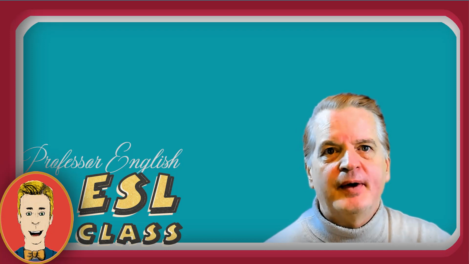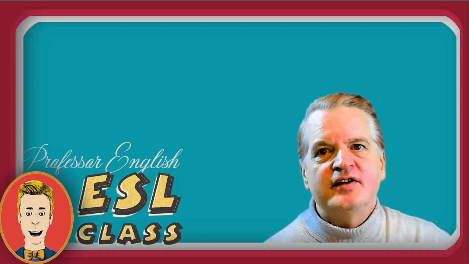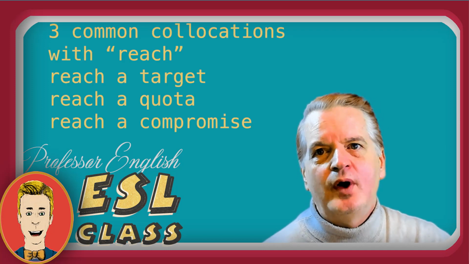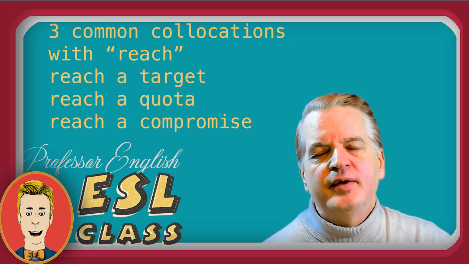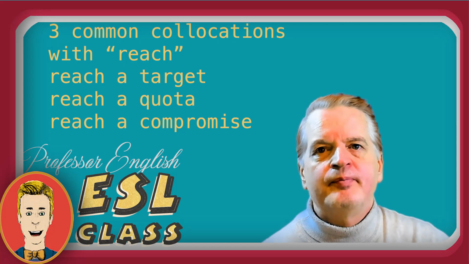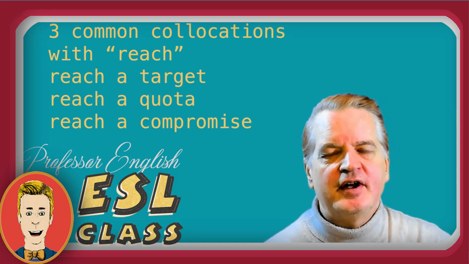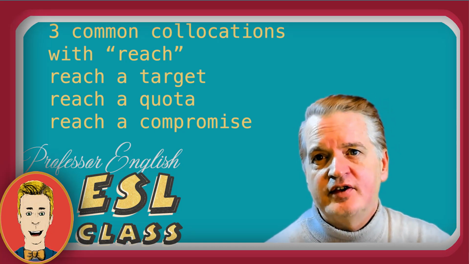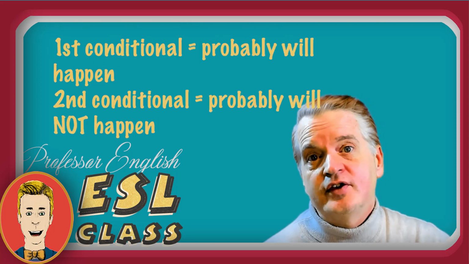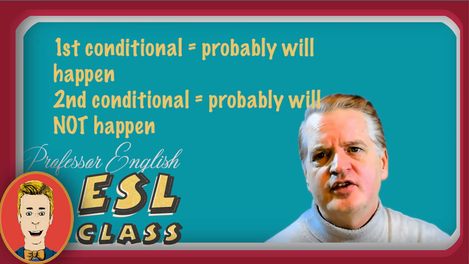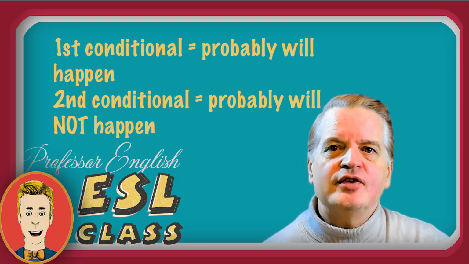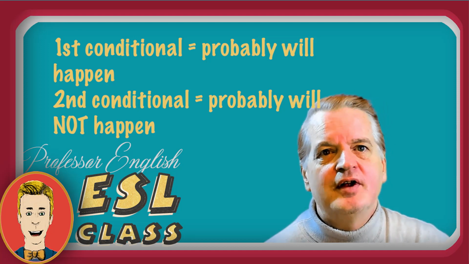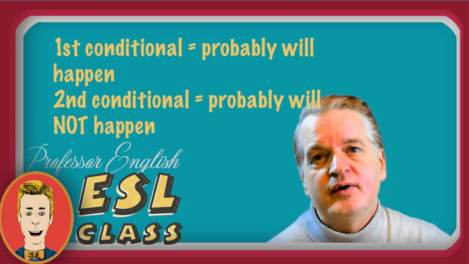Today, we are going to practice making first and second conditionals while using some pre-intermediate A2 level business vocabulary. Here is a very short explanation of first and second conditionals. First conditionals are used for situations you think probably will happen, and second conditionals are used for situations that you think probably will not happen.